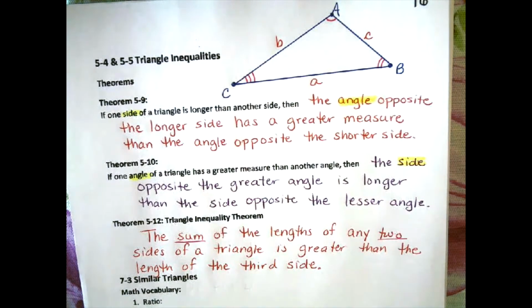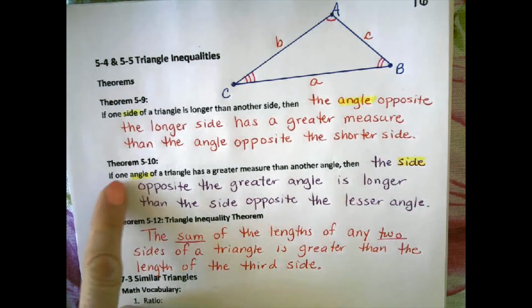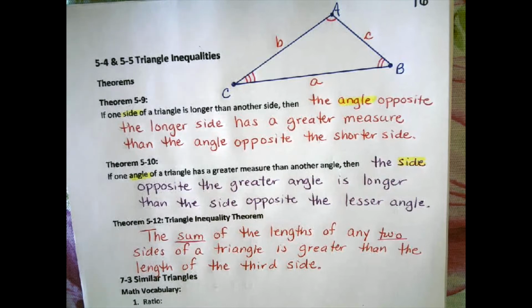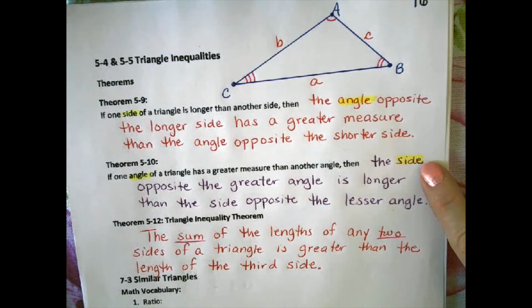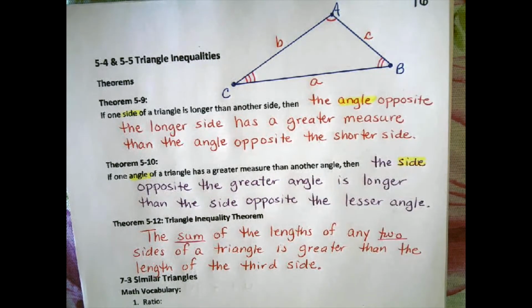Our second theorem says if one angle of a triangle has a greater measure than the other angle, then the side opposite the greater angle is longer than the side opposite the lesser angle. As you can see, these two theorems are directly related.